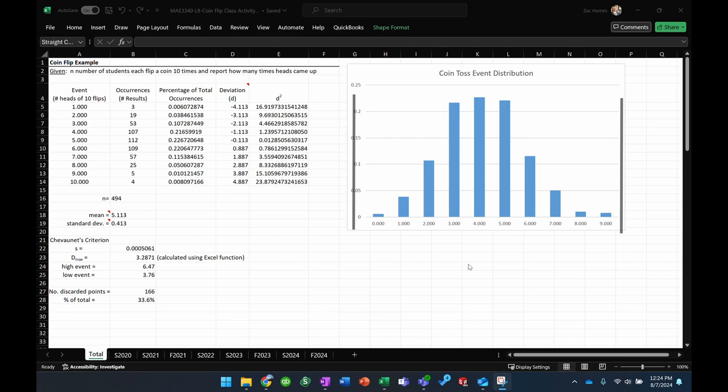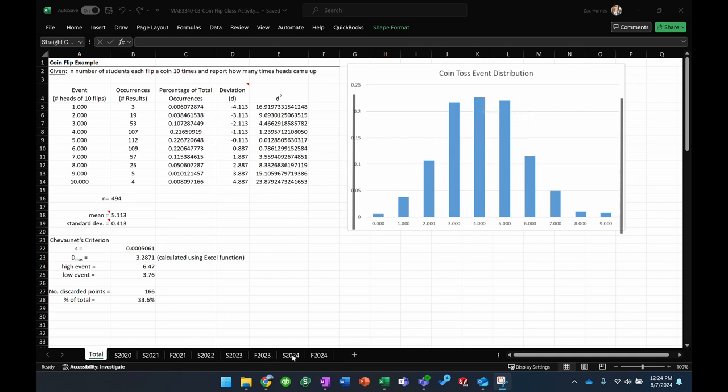So what we've done since spring of 2020 is we have passed out a whole bunch of nickels to all the students in the class. We had them flip the nickels 10 times and keep track of how many heads they got out of the 10 flips. What you see here on the histogram is the number of times that someone got 4 heads out of 10. We had 107 students get 4 heads out of 10 flips. And so that's how this specific bar in the histogram was generated.